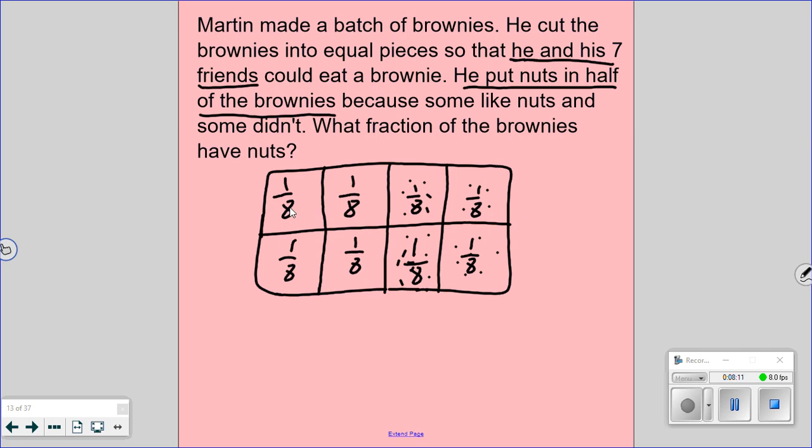But our question isn't asking what piece Martin got. Our question says, what fraction of the brownies have nuts? Take a look. What fraction has nuts? Penelope, what are you thinking? 4/8. 1/8, 2/8, 3/8, 4/8.